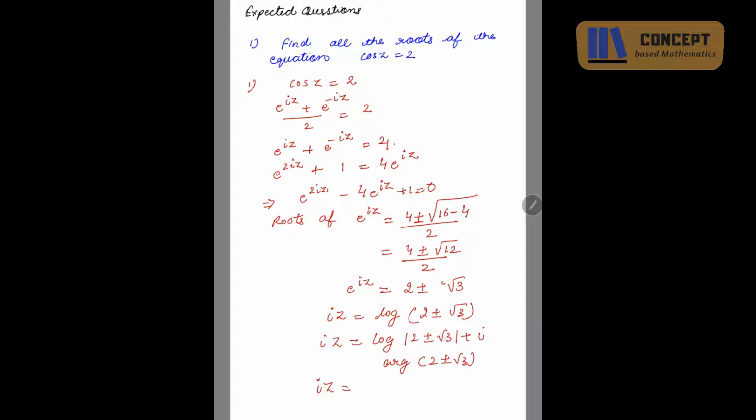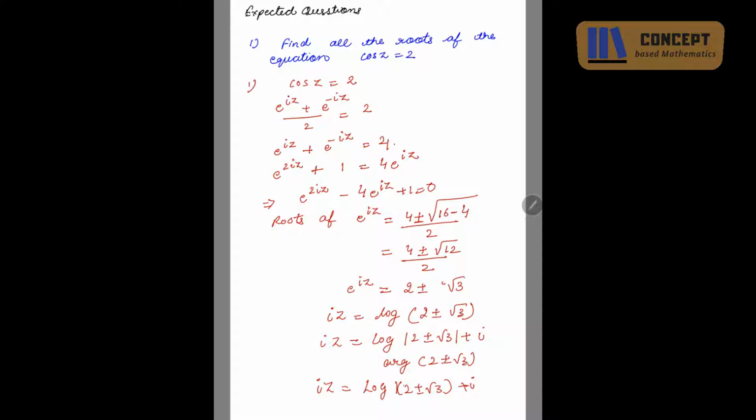Further, iota z is equal to log of mod of this number. This is your positive number because root 3 is 1.732. Now if you add 2 plus root 3, you will get a positive number, and if you subtract 2 minus root 3, you will again get a positive real number. So the modulus of a positive number is the same number, 2 plus minus root 3, plus iota.